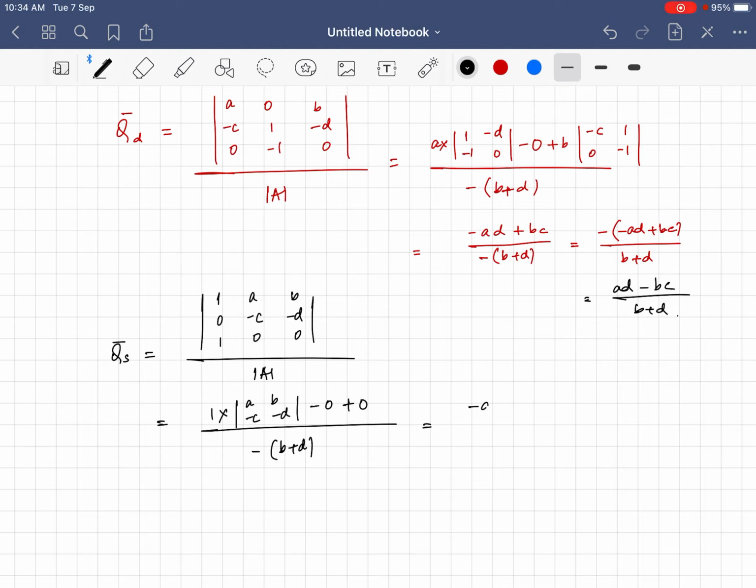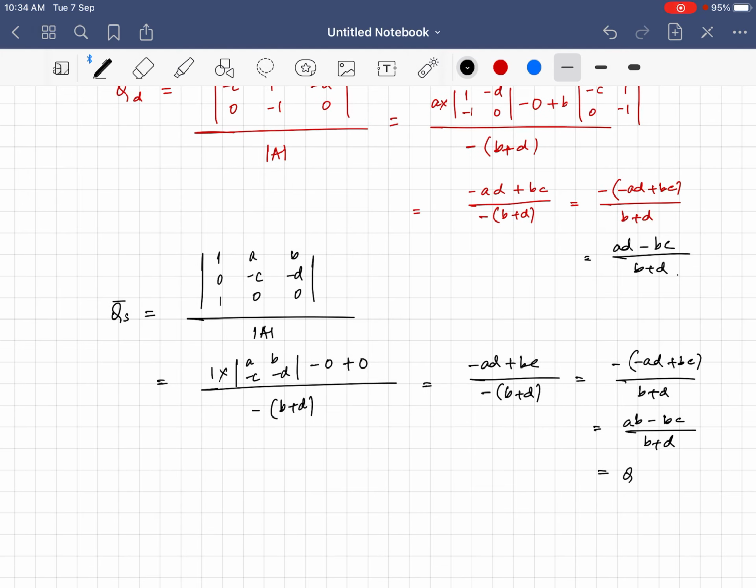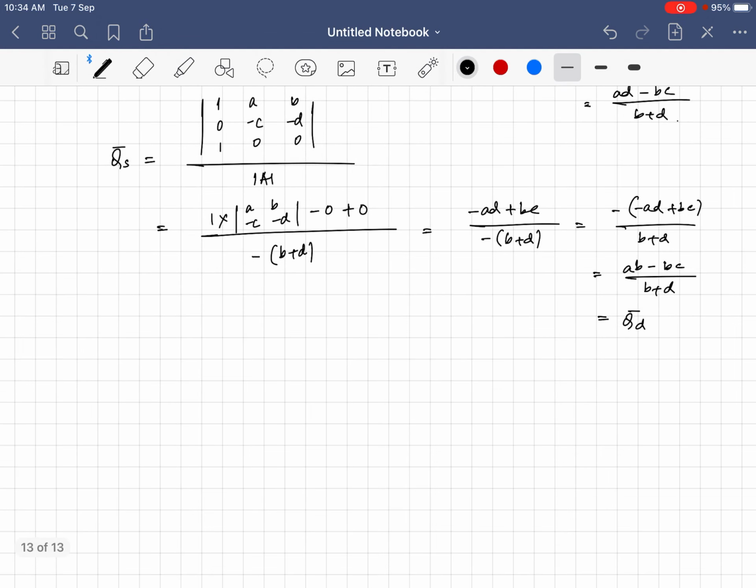It becomes minus AD, and you have plus BC divided by minus of B plus D, and that is equal to, again you put the minus sign up, so you get minus AD plus BC, so you get AD minus BC divided by B plus D. So you see, this is nothing but equal to QD. So when in the equilibrium position, the quantity demand will always be equal to the quantity supplied, because there is an equilibrium, there is a stable position. That's the stable position. So QS and QD done.